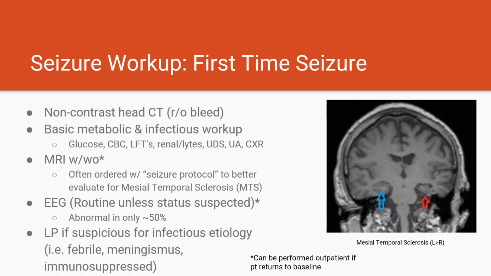and this often includes continuous EEG if you suspect status epilepticus. And then fever, meningismus, or a history of immunosuppression would probably push you to be more aggressive in your workup and prompt an LP to rule out infectious etiologies.